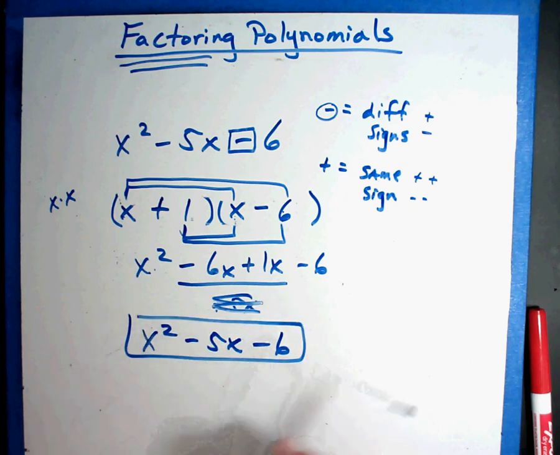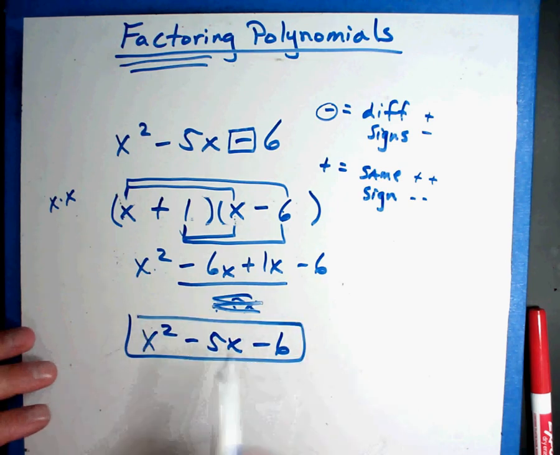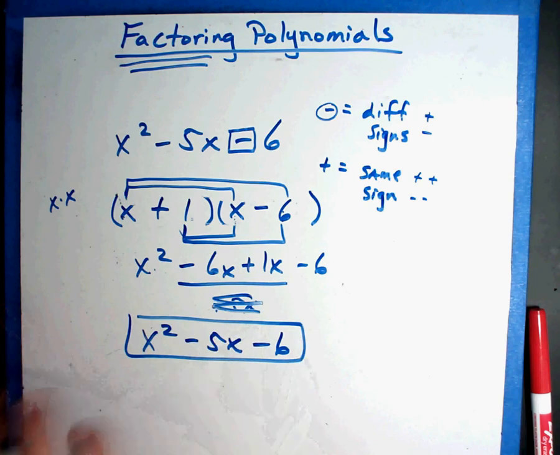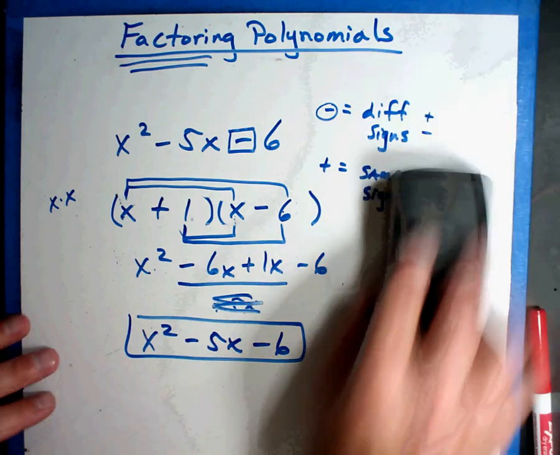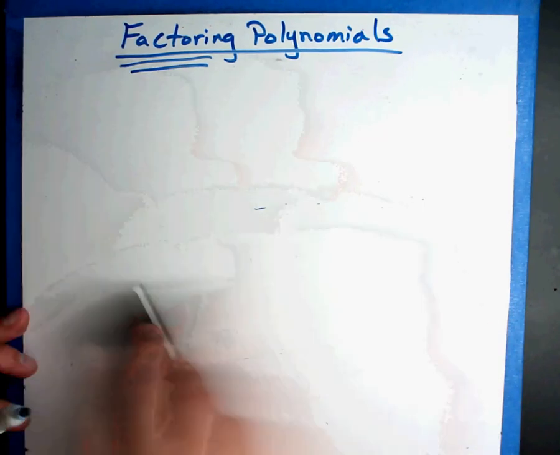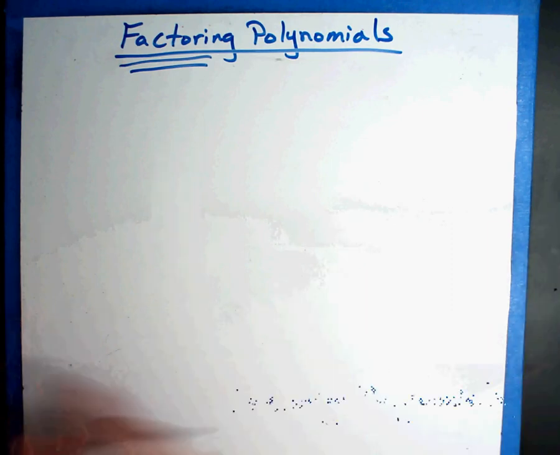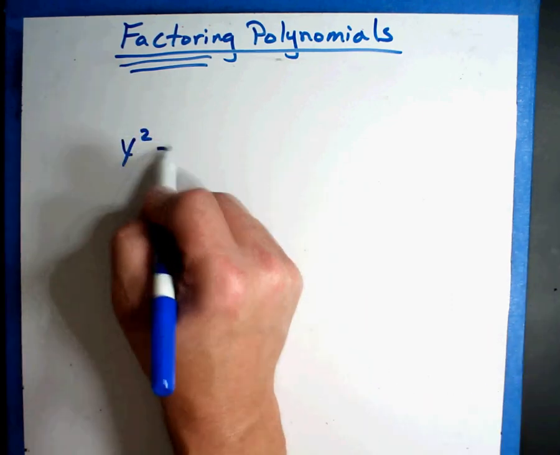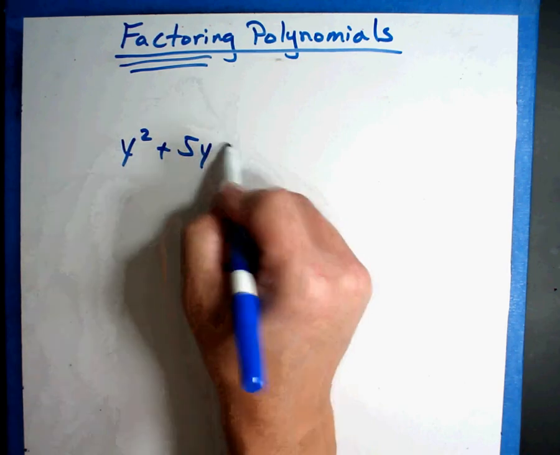Now the thing about factoring is, and I made these mistakes on purpose, you have to use trial and error. You can't give up. You have to use trial and error. Let's try one more, and then I'll have you try some on your own. It just takes practice. How about one like this? y squared plus 5y plus 6.